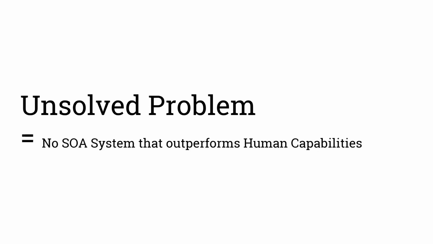What do I mean by unsolved problem? Well, in my opinion, an unsolved problem is the one where the existing state-of-the-art algorithms do not outperform the humans. For example, until a few years ago, object recognition was an unsolved problem. But today we have deep learning methods which outperform even human capabilities.